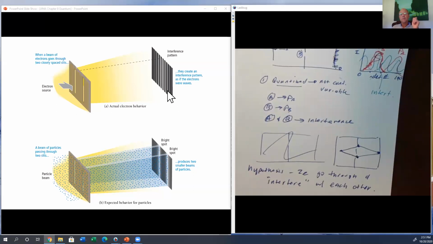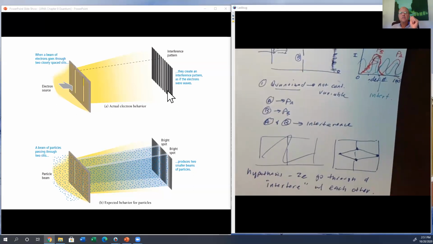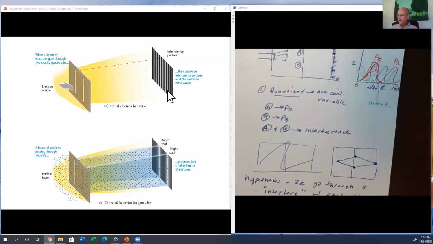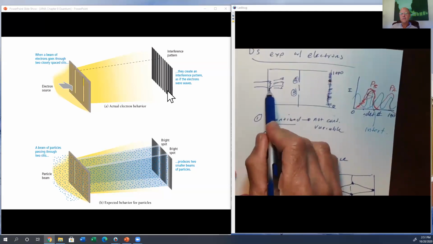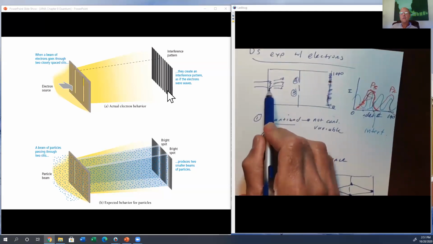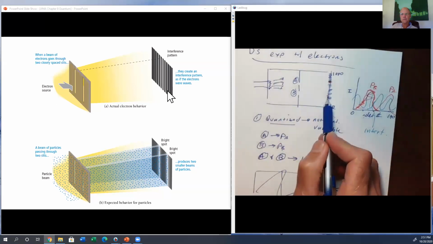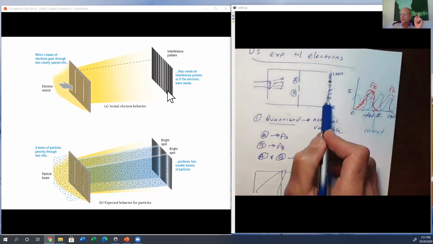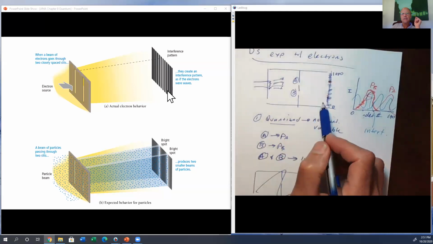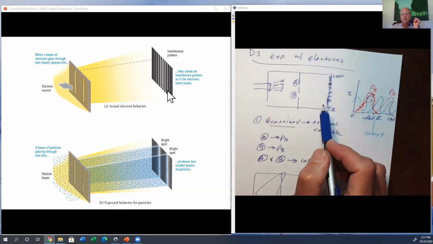Well, we can do an experiment to check if that hypothesis is correct. What we can do is turn down the intensity of this filament, turn it way, way down, so that all you hear is one click every hour, right? So there's hardly any electrons coming off this thing, right? So few that you only have 1 click an hour. If you only hear 1 click an hour, you can be sure that you only have 1 electron in this apparatus at a time, right?